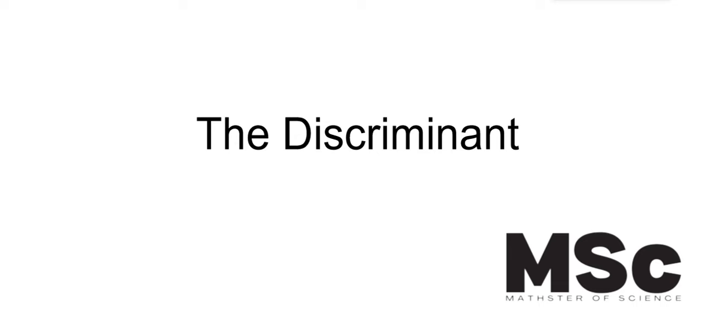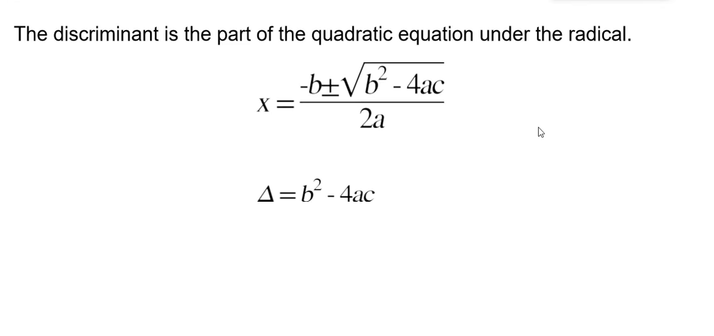In this video, we're going to be looking at the discriminant. So the discriminant is the part of the quadratic equation under the radical. It's the radicand, the part underneath the square root symbol, and it sometimes goes by its own variable, capital delta, the Greek letter delta.